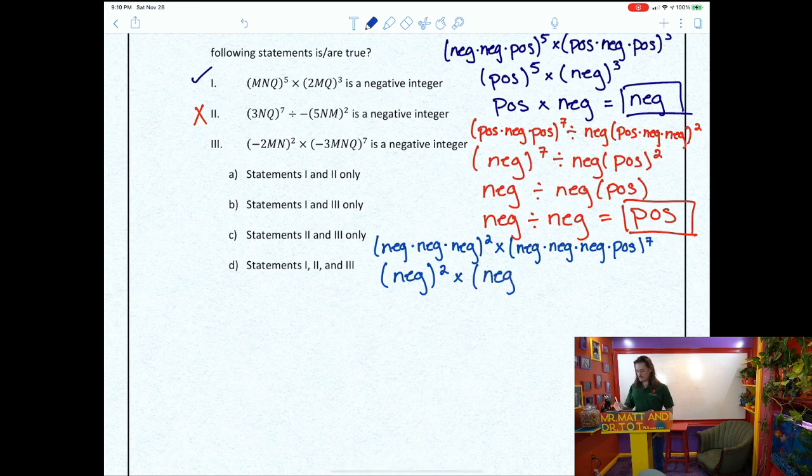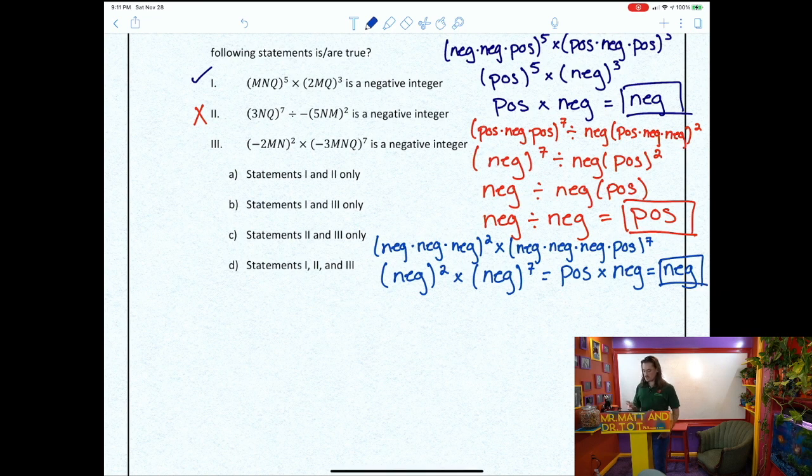But notice we have a negative number squared. On the left, we have a negative number raised to an even power, so that's going to turn positive. On the right, we have a negative number raised to an odd power, so that's going to remain negative. A positive times a negative is going to be a negative product. So statement 3 is true. So our answer here is going to be answer selection B, statements 1 and 3 only.